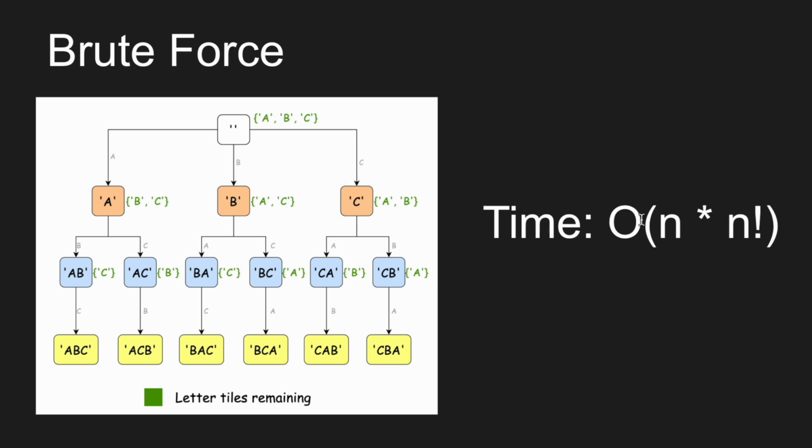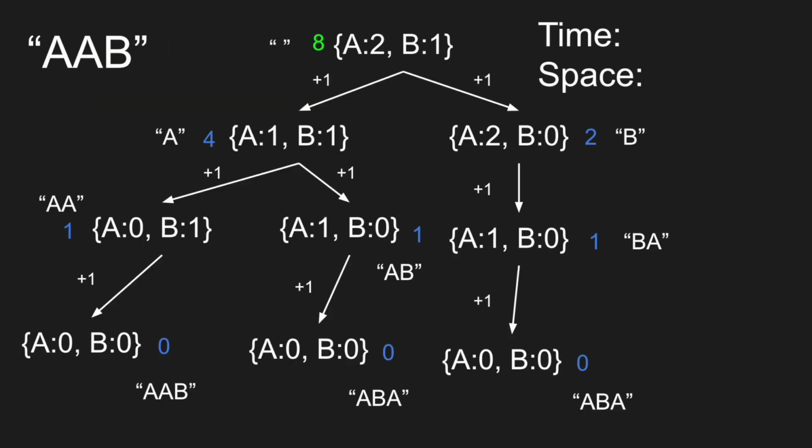But the time complexity of this method would be n times n factorial, because there will be n characters to go through, and at each character we will have n factorial options. So it will be n times n factorial. But as I said before, there's a more efficient way to solve this problem, so let's go over that way right now. So I think I'll explain this approach with an example, and I'll first go over what the strings mean, and then I'll go over what this dictionary means.